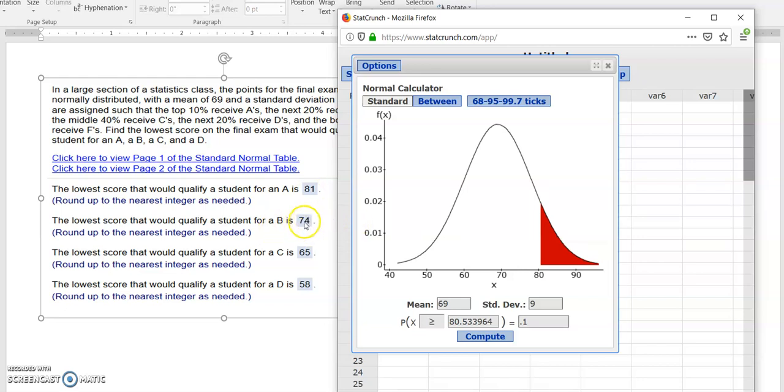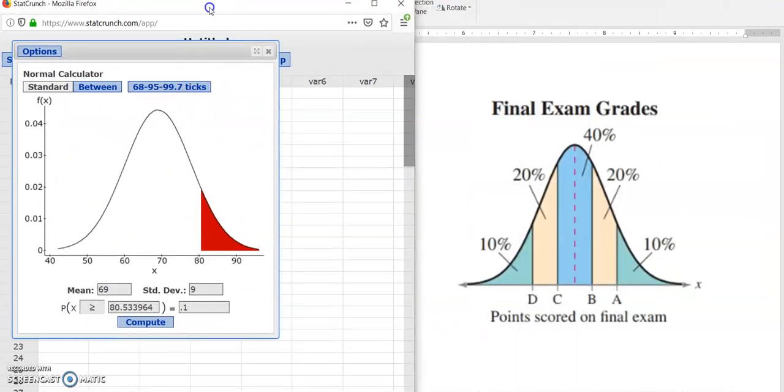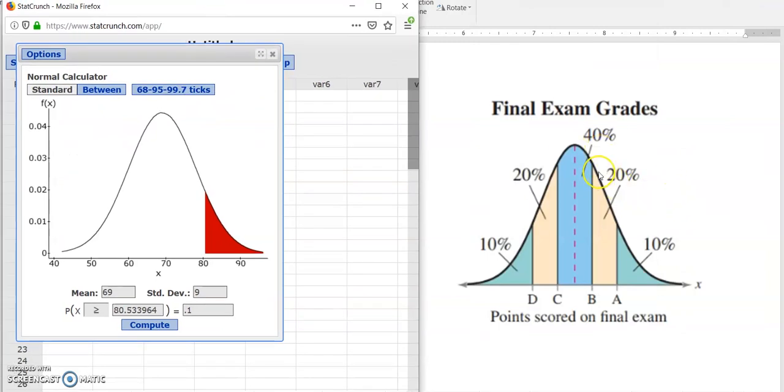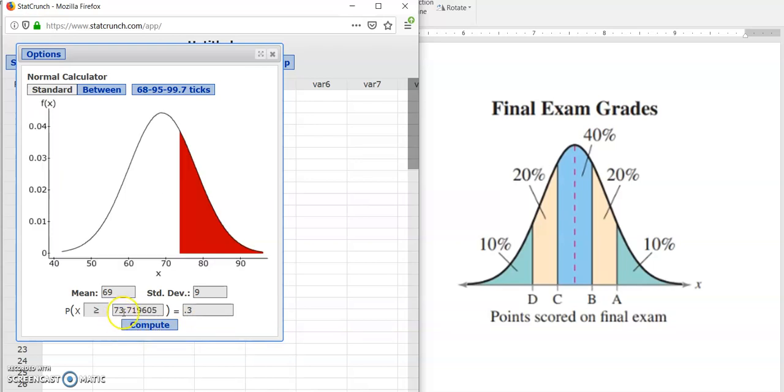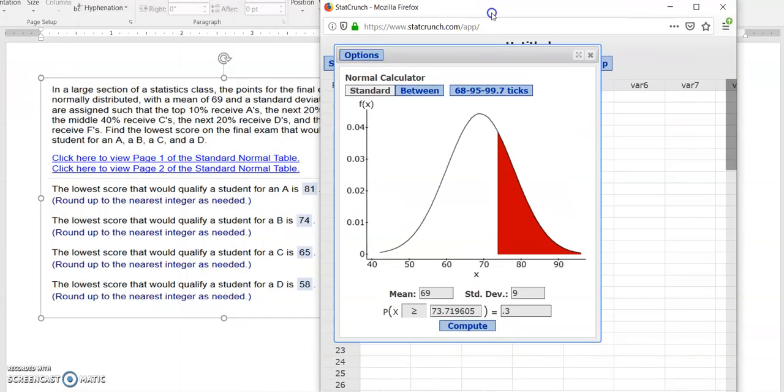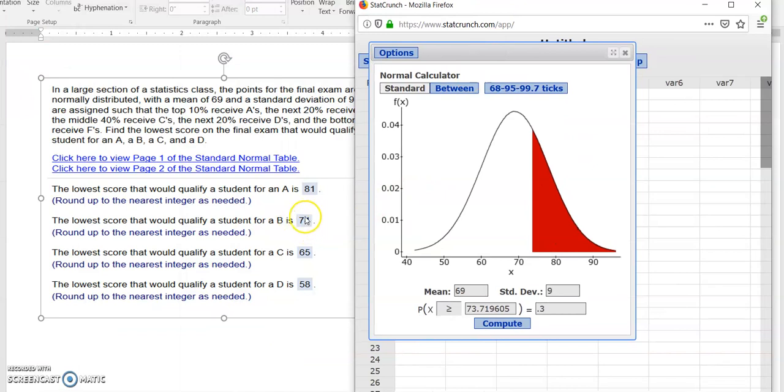So to get the B cutoff right here, the area to the right is 20 plus 10. That's the total area to the right. So that's the brown and the green together. So the area to the right is going to be 0.3, 30%. And here's 73.7. We round that up to 74.